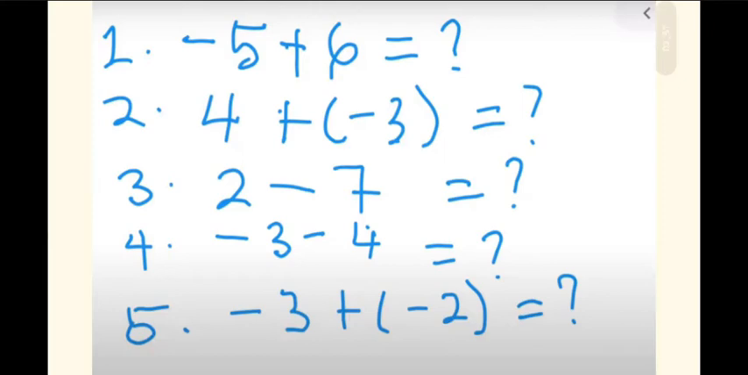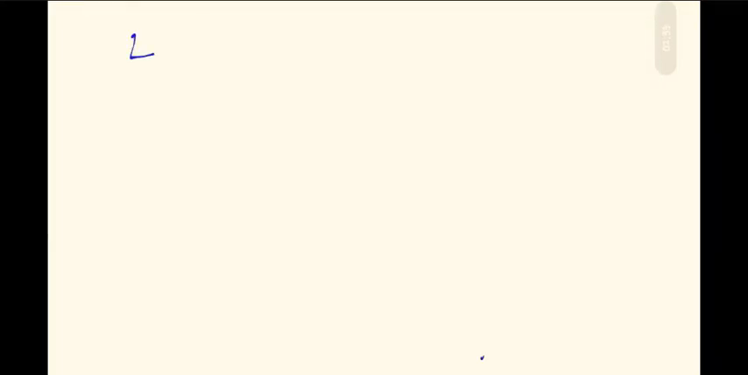Our question was 4 plus -3. This is the second question. We solved the first question, -5 plus 6, and we had 1 as the answer. We are going to solve this one and then we'll see what we get. So let's put -3 in brackets.